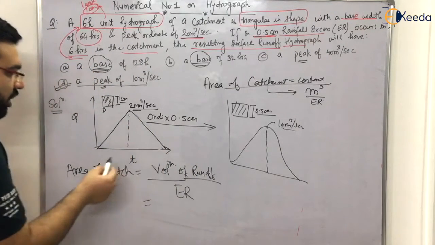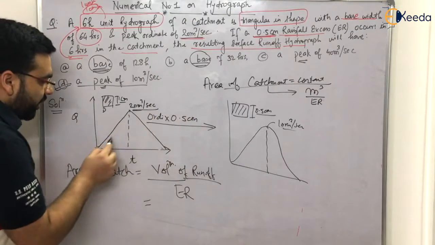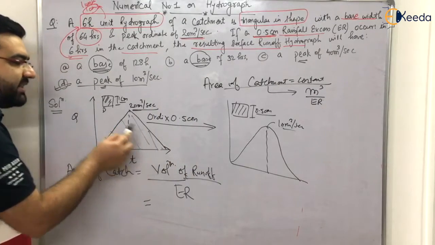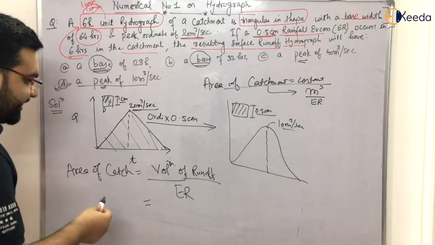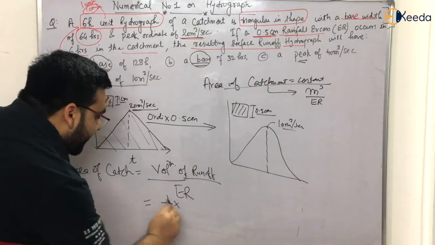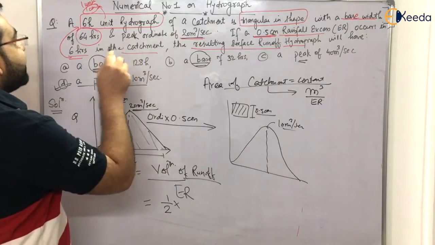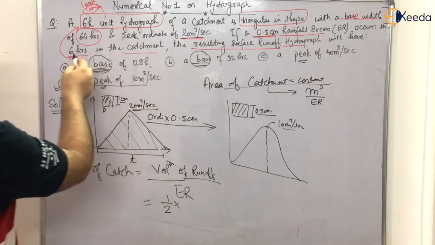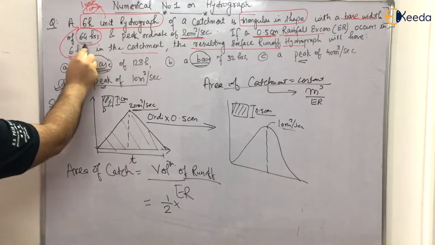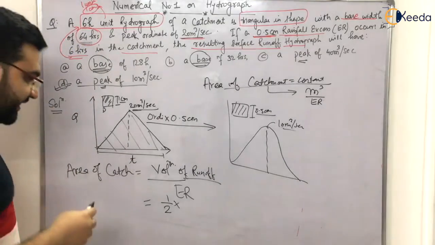So how much is the volume? I told you that when you want to get the volume, just determine the area. So what is area of a triangle? Half into base into height. Simple. So half into base. How much is base? How much is time period? So time period was given to me as base width of 64 hours. 64 hours is the base width given, right?